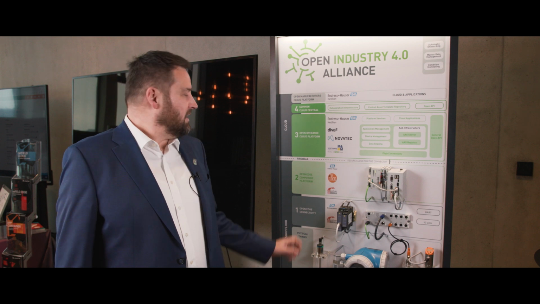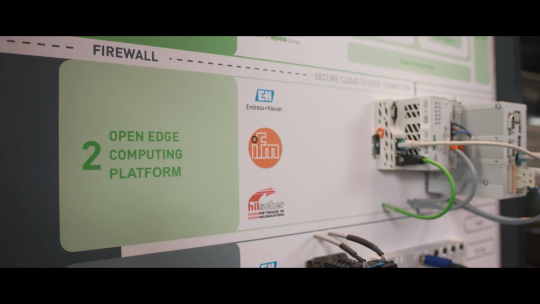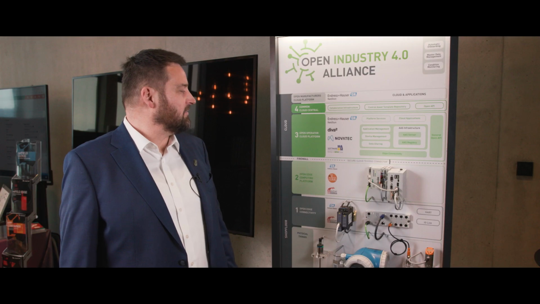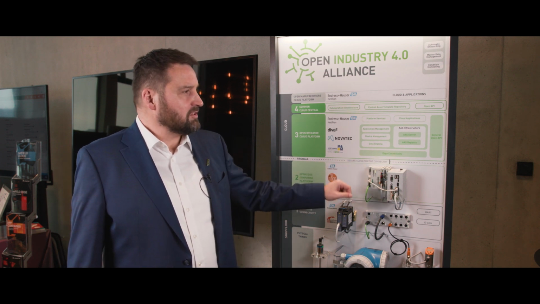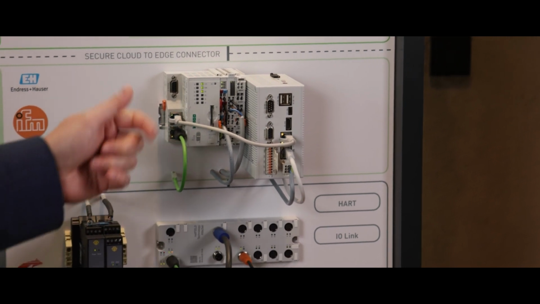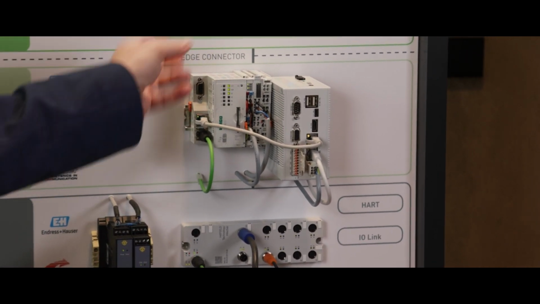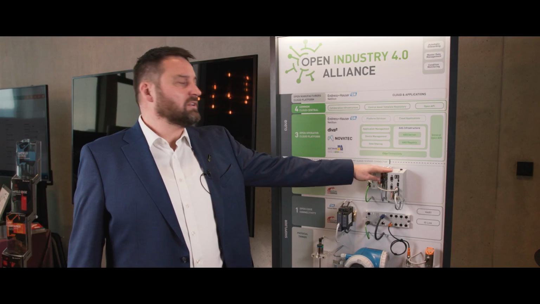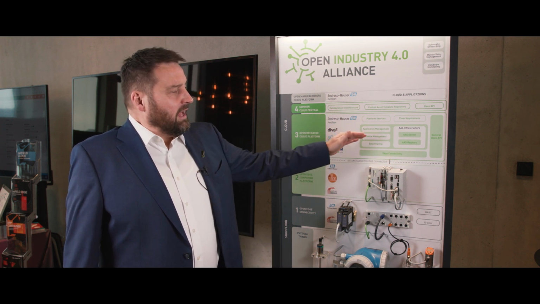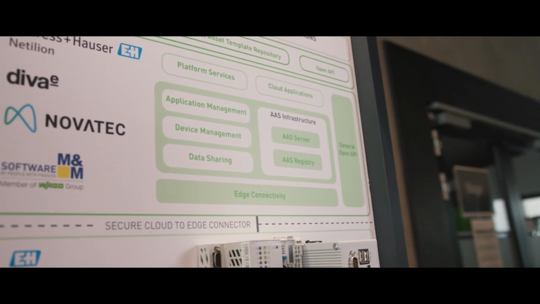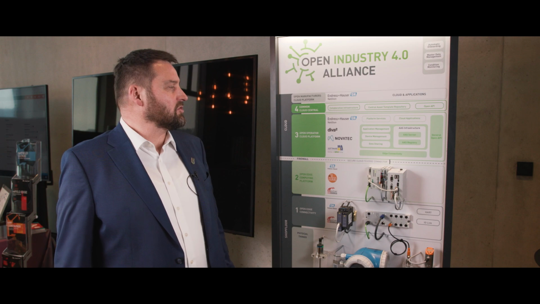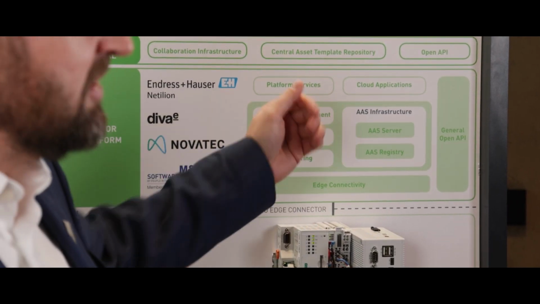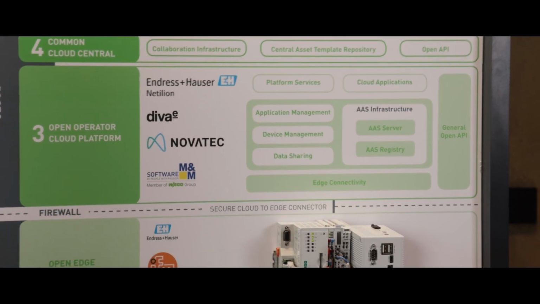WAGO gateway here with an open edge computing platform on it, as it has been defined by the OI4. On the WAGO edge also we have the cloud connector, so the open operator cloud connector, which will take the data, transport it on the MQTT bus, the WAGO gateway, and will be mapped into an asset administration shell and corresponding submodels and stored into the AAS infrastructure, so the home of the digital twins in an OI4 reference architecture.